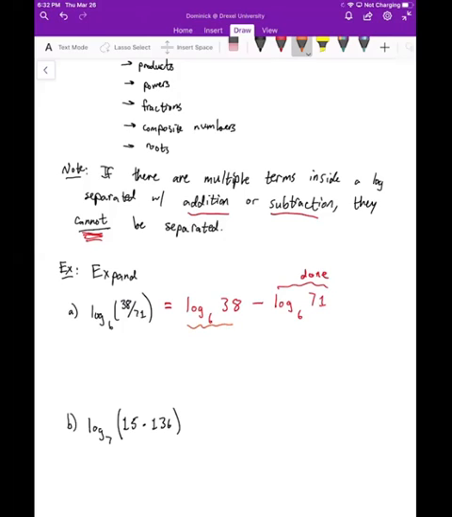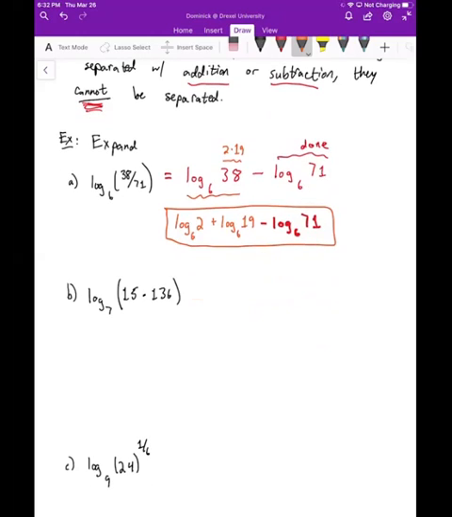But 38, we can definitely break apart because we can say that 38 is 2 times 19. So we could say this is log base 6 of 2 plus log base 6 of 19. And then, of course, minus log base 6 of 71. So then that's our final answer. There's no more products, there's no more powers, there's no more fractions. All three of these numbers in the argument of our log are prime, and there's no roots. So we're fully expanded.